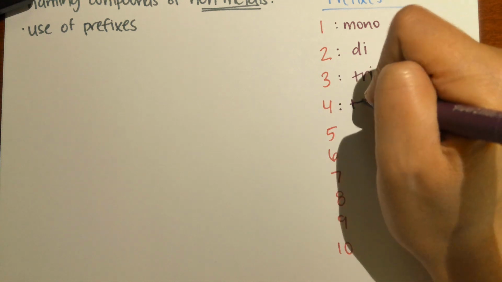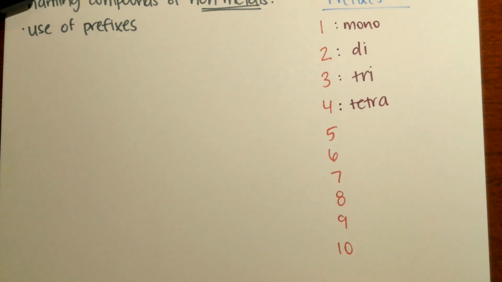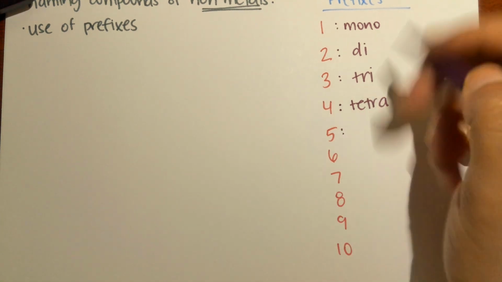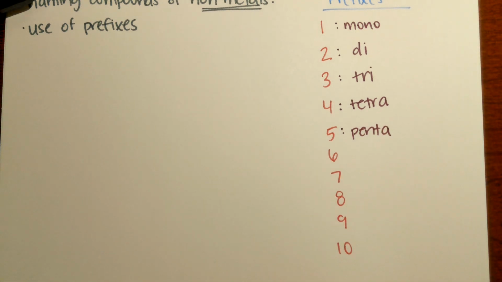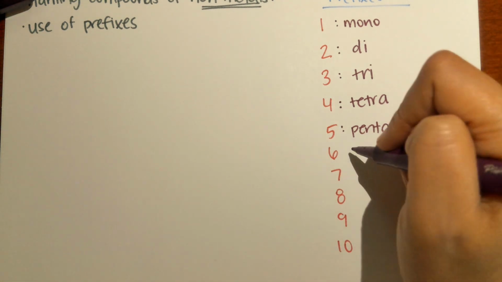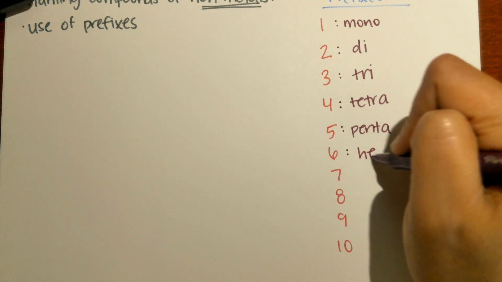4 is tetra. Like the game Tetris, if you think of the game Tetris, each shape is 4 squares. That comes from the term tetra. 5 is penta, like pentagon, think of a pentagon having 5 sides. Same thing with 6, hexa.